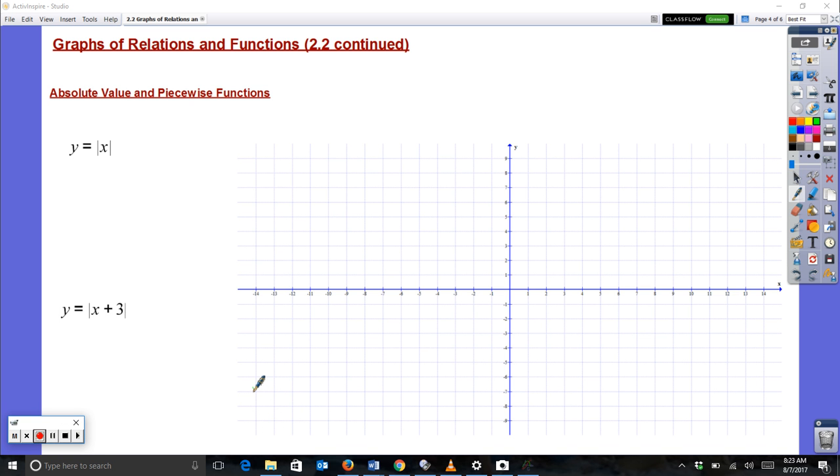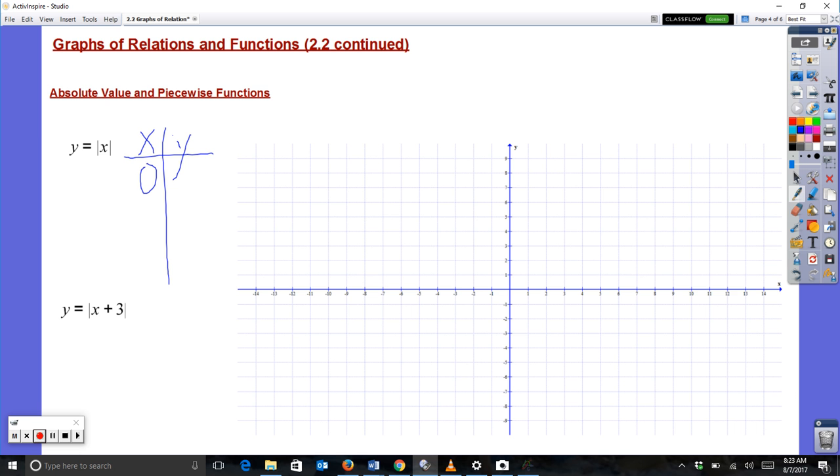Okay, in this part of the lesson, we're going to look at just one to two specific types of functions. First one being y equals absolute value of x. We're going to start again just with making a table of values and graphing.